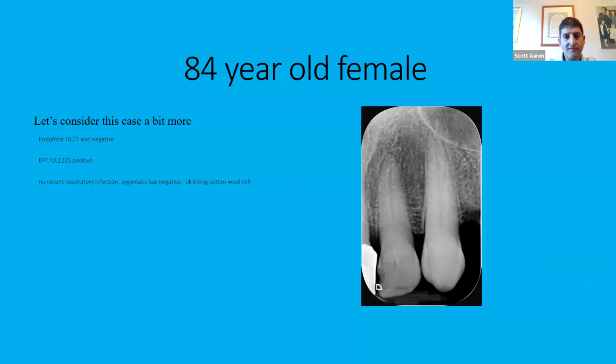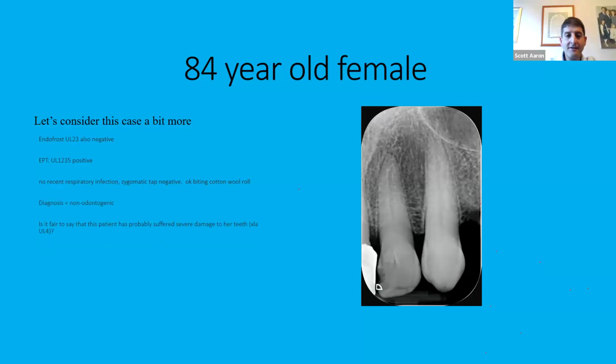She's not had a recent respiratory infection. Have you had cold, fever? Have you had cold, COVID, flu, anything up in your sinuses? Zygomatic tap negative. Okay, biting on the cotton roll. So I'm not thinking along the lines of a fracture too much, because that's the other possibility of a standing tooth. My diagnosis is it's non-odontogenic. I don't see a dental problem there.